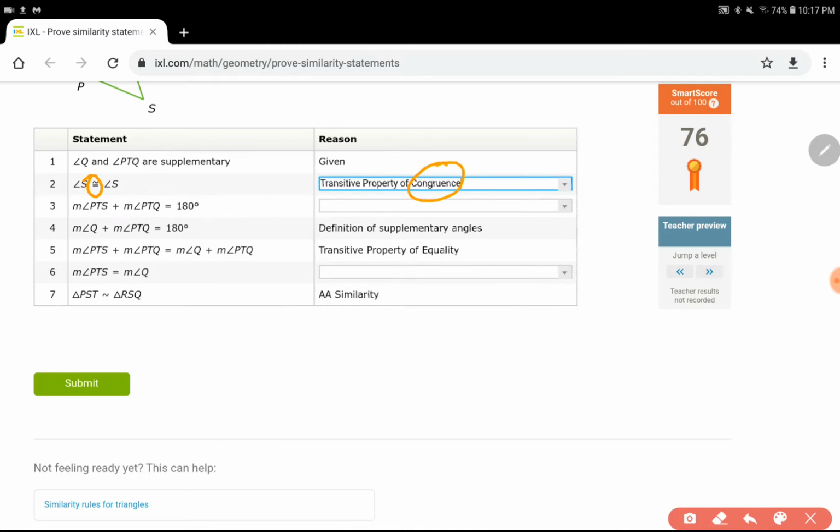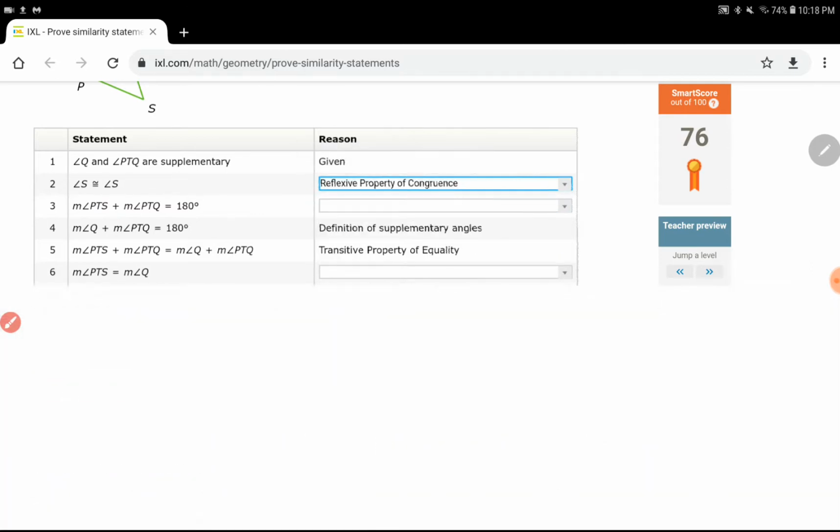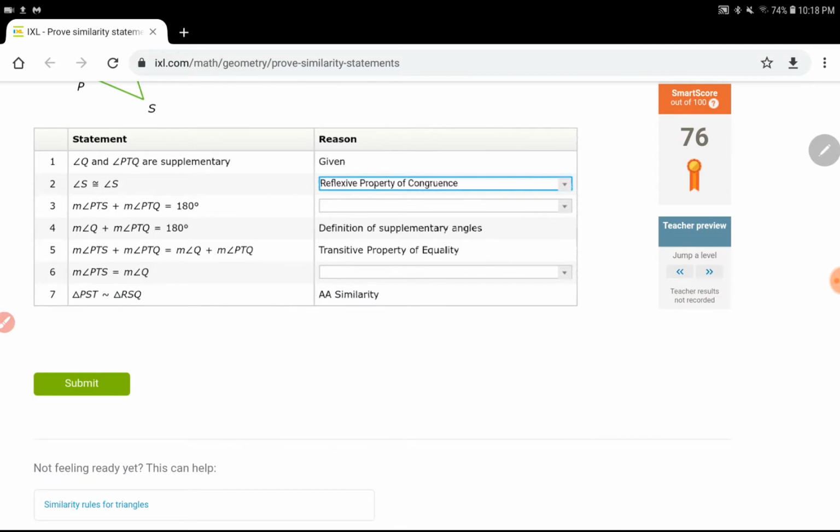And it's not transitive property. I didn't pick that one. I was just scrolling up and down and this happened. So it is going to be reflexive property of congruence. So let me just try to pick that one. Reflexive property of congruence over here. Okay. So this would be the answer.